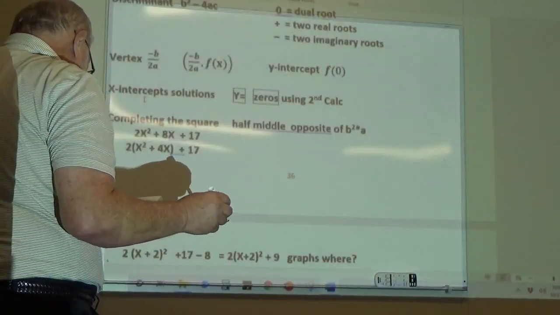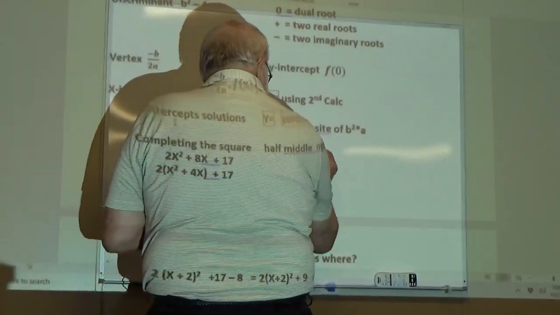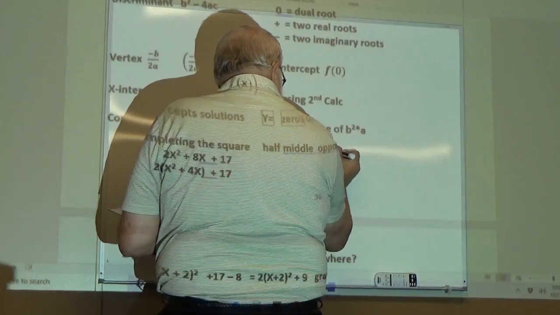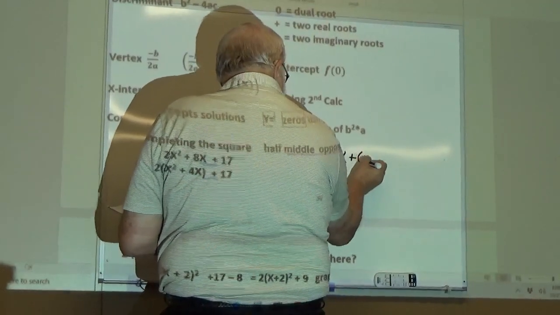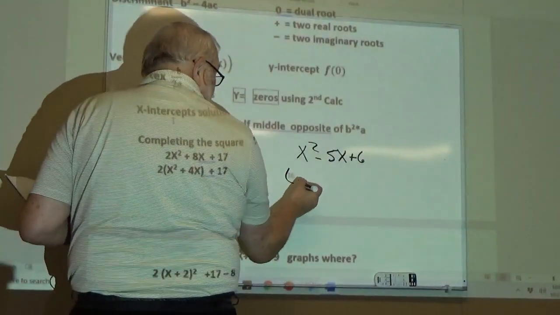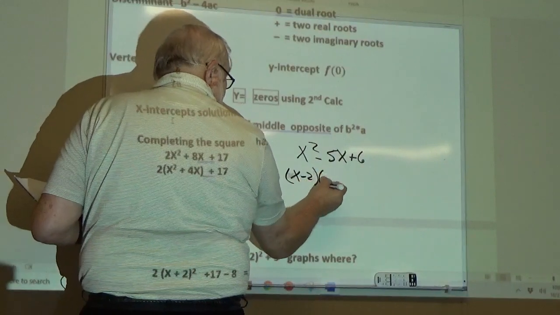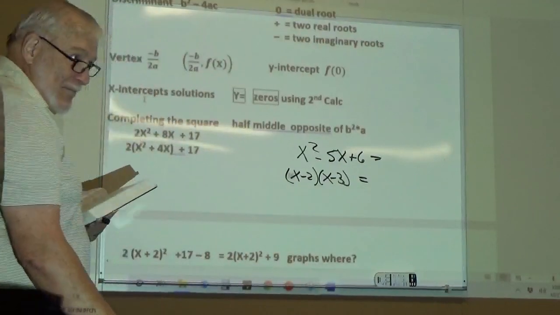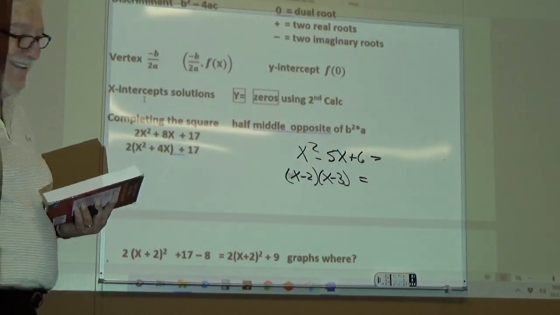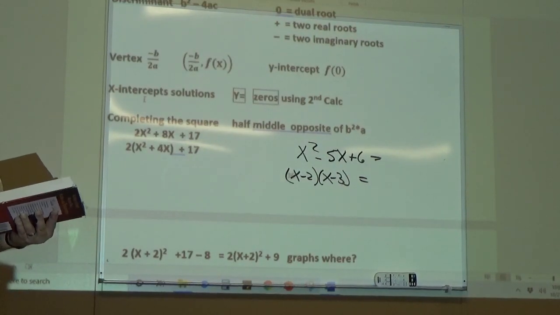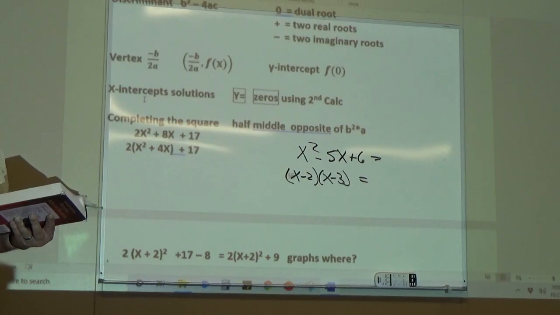All right, so problem 2 says x squared minus 5x plus 6. Oh, isn't that cool? By the way, if you look at this, isn't x minus 2, x minus 3 the solution to that? Yes. Well, look at it. First term is x, last term is plus 6, and 2 plus 3 is 5. All right, and we'll see that in a second.